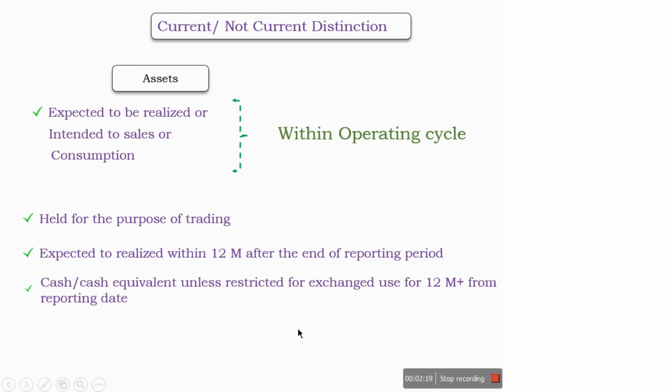So we need to check all four conditions, along with the operating cycle of the entity, for classification of assets into current and non-current.